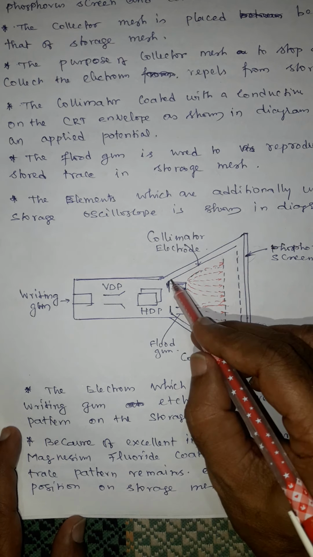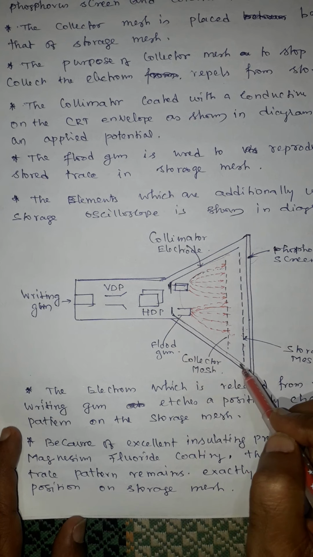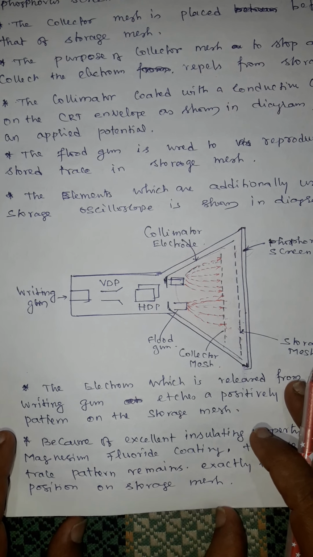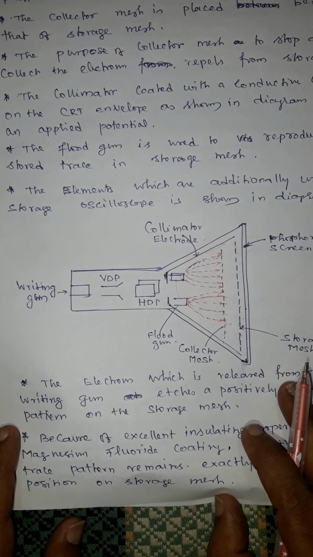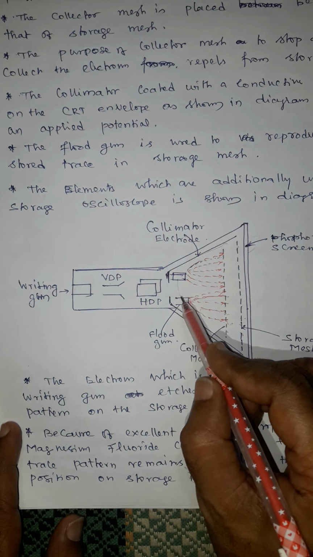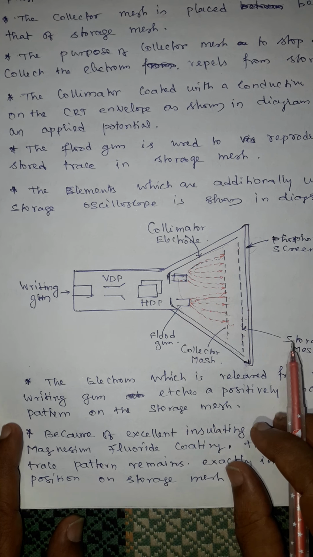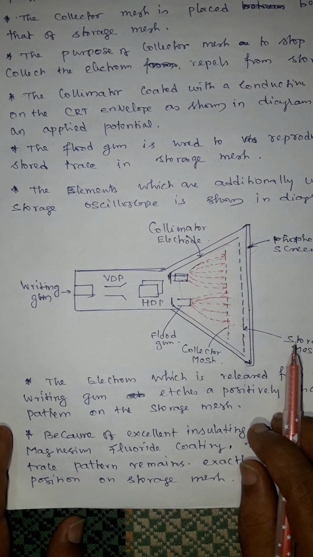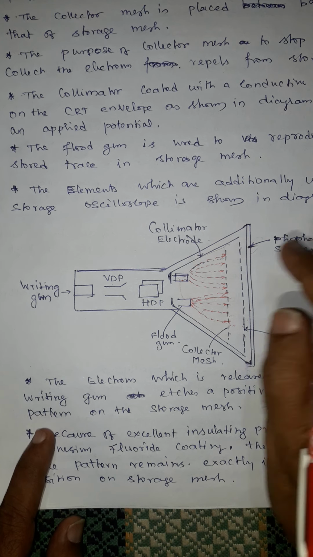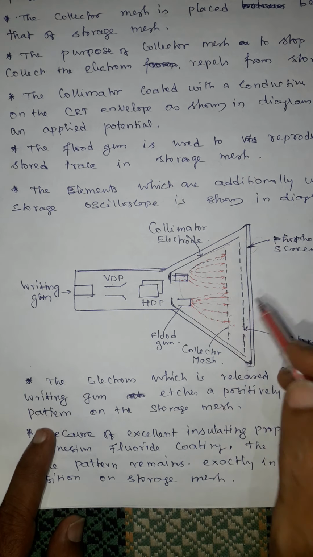The collimator is coated with a conducting coating on the CRT envelope, as shown in the diagram, with applied potential. The flood gun is used to reproduce the stored trace in the storage mesh. The elements which are additionally used in the storage oscilloscope are shown in the diagram.